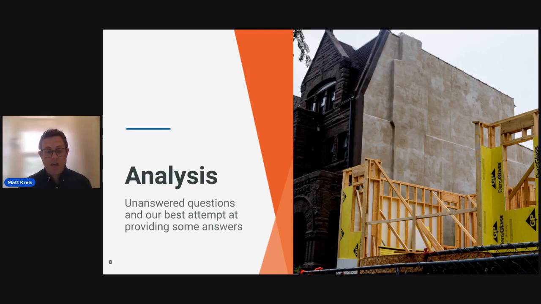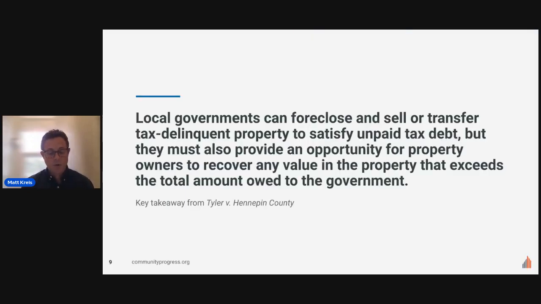So next. So what do we know? And the answer to that is not a ton, right? We know that local governments can still foreclose and then sell or transfer tax delinquent property to satisfy that unpaid tax debt. We also know that they must provide an opportunity for property owners to recover any value in the property that exceeds the total amount owed to the government, right? That is definitely what we know.